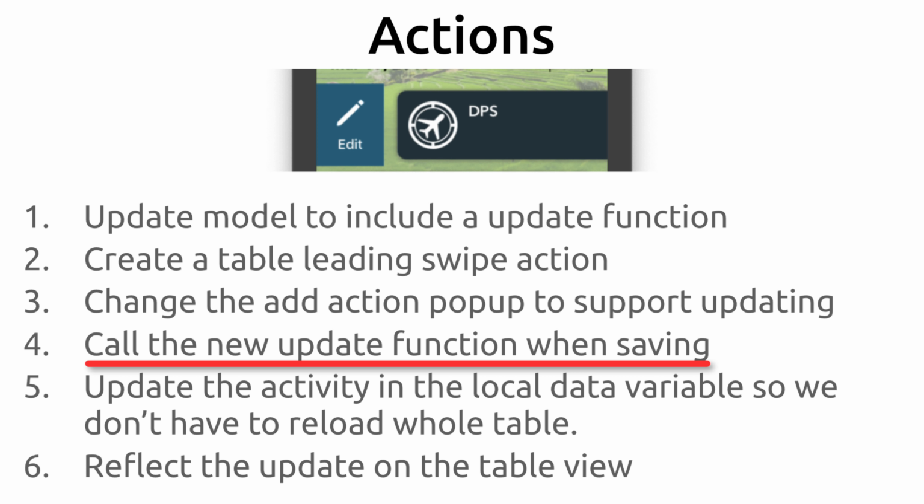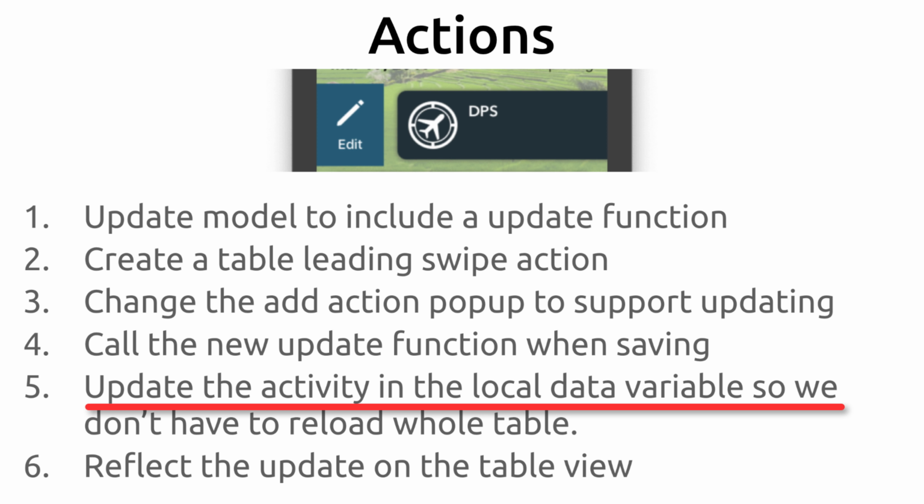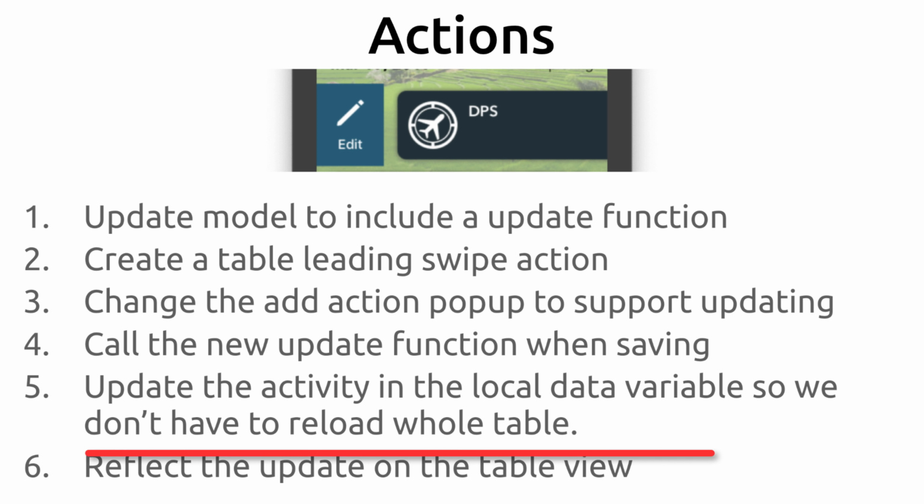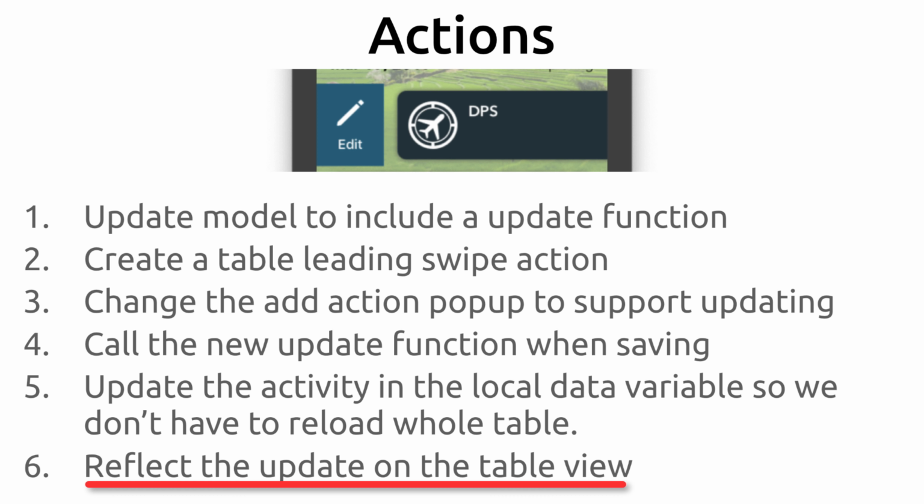So after that is updated, we don't want to make a call and update the whole table view. What we want to do is just update that local data variable so we don't have to reload the whole table view. And then the last thing we want to do is reflect these changes on the table view because when we're updating an activity, we might move it to a different day.